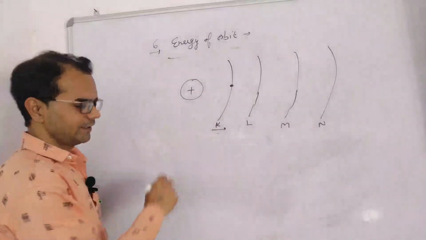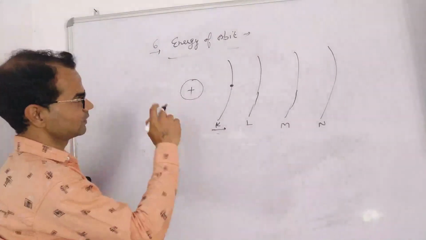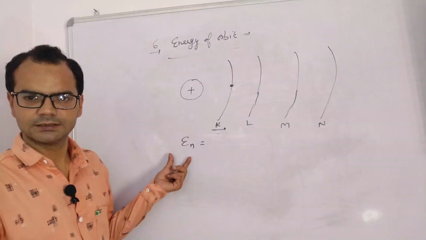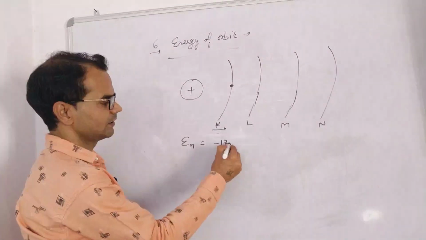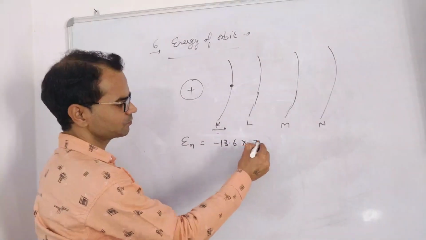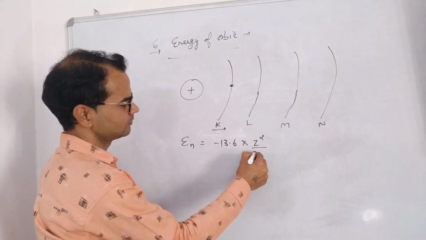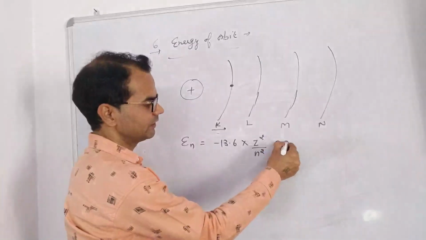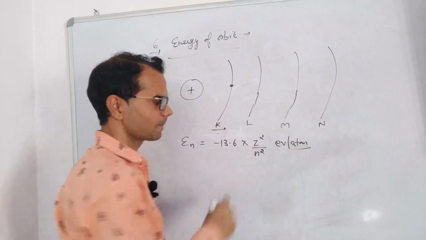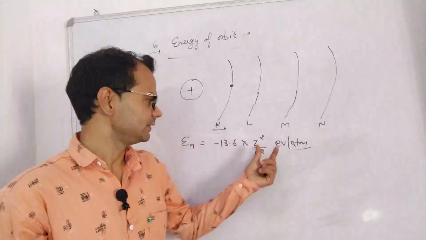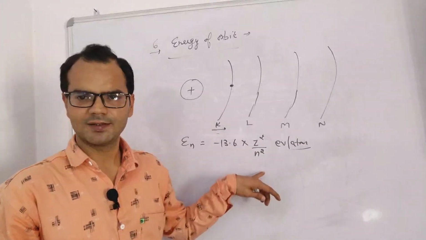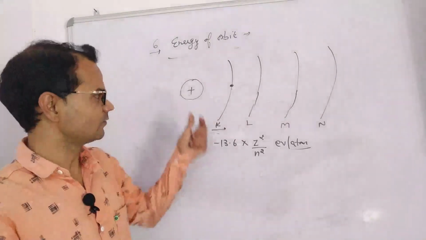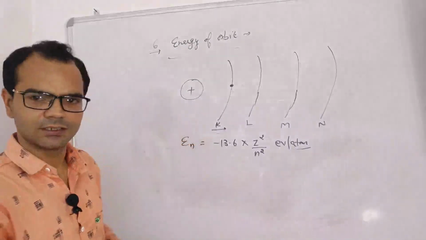Bohr gave a formula to find the energy of an orbit. En, the energy of any shell, equals minus 13.6 into Z square by n square, and this energy value is in electron volt per atom. Z again represents the atomic number and n represents the shell number. So let's find the values for hydrogen.